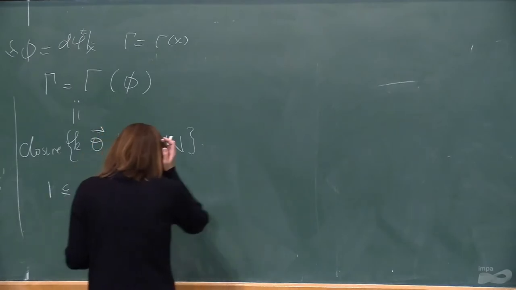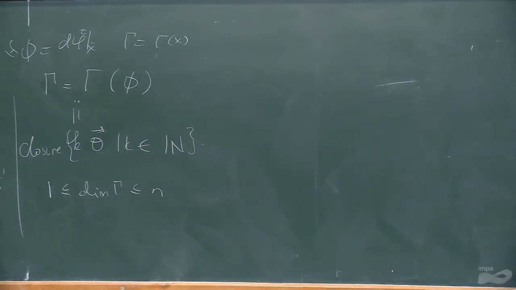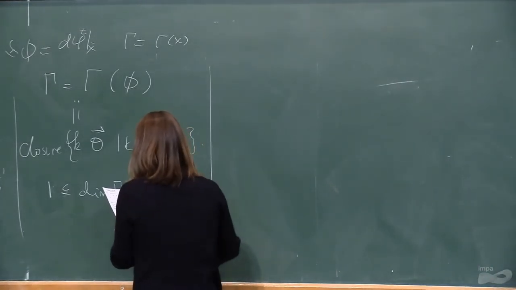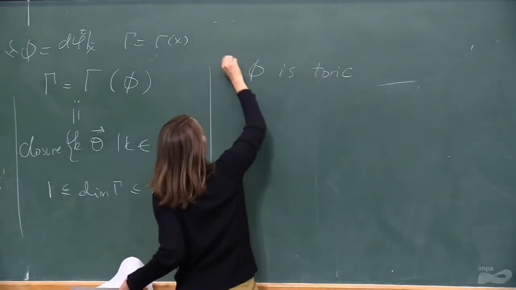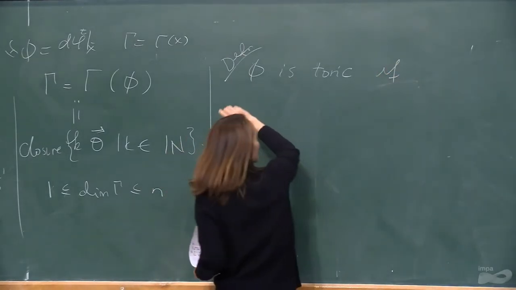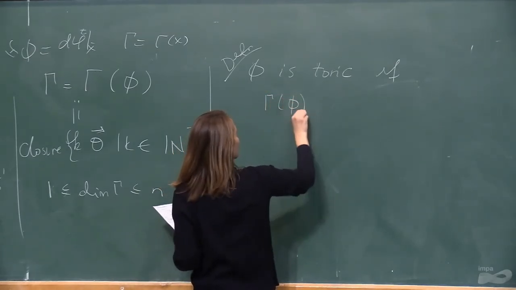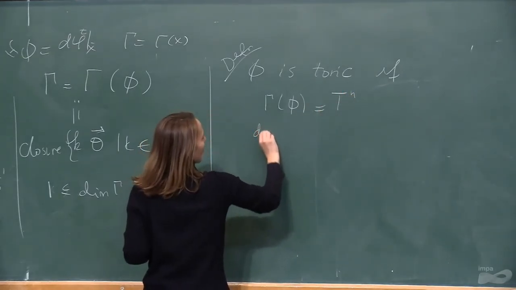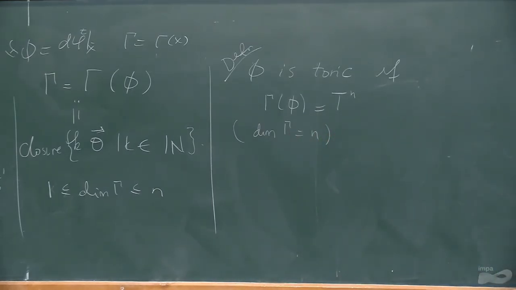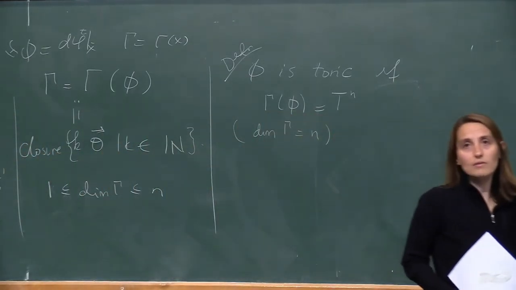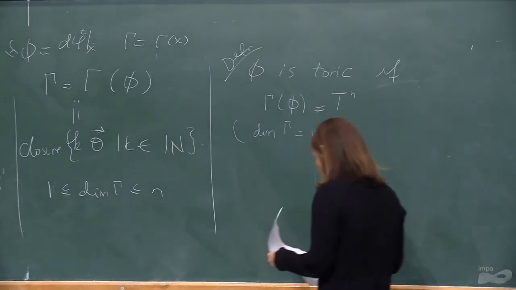Okay, so now let's look at an example, maybe. Let's call a phi toric, if you wish, if this group happens to be the entire thing. So the dimension of gamma is equal to n, basically. Why do I want to call it toric? Because if I had a Hamiltonian diffeomorphism coming from a toric action, a torus action, then you know that all orbits are elliptic, etc. You look at the linearization, and it's going to have exactly this property, that the group corresponding to that will always be n-dimensional, basically.